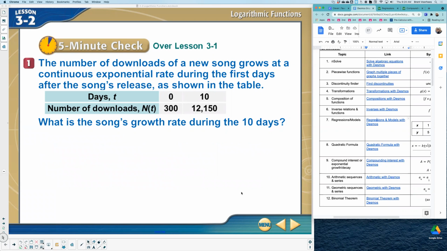It says here, the number of downloads of a new song grows at a continuous exponential rate during the first 10 days after the song's release, shown in the table. What is the song's growth rate during these 10 days?